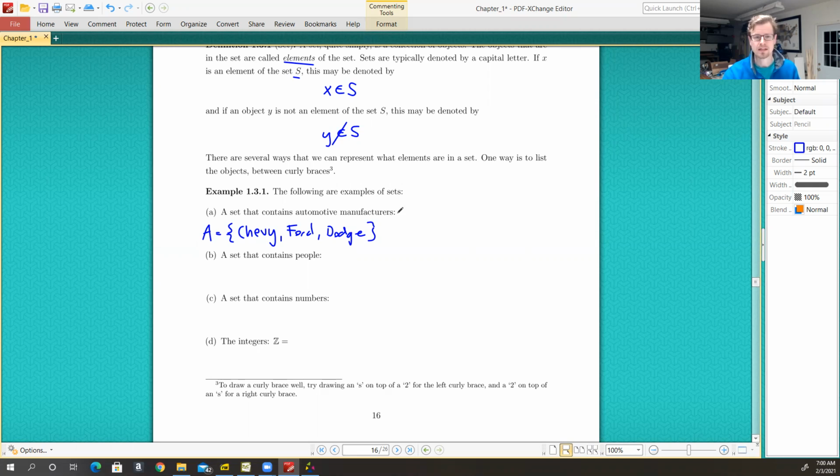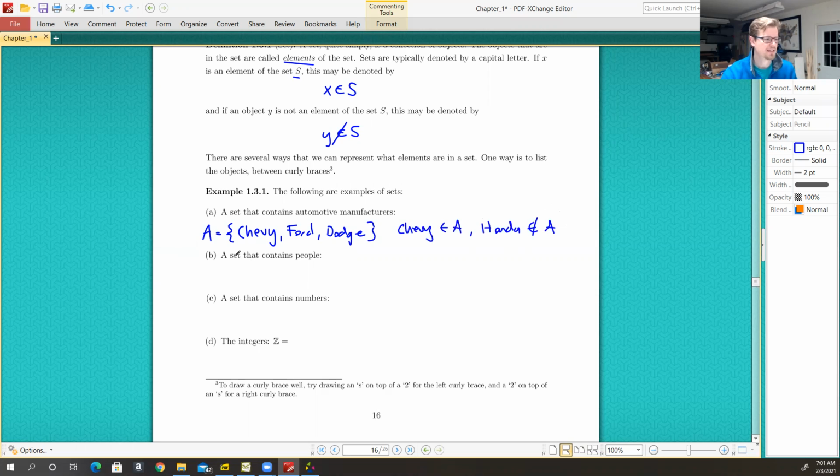But anyway, so we can see here that Chevy is in the set A. However, maybe you're a Honda fan and you would notice that Honda is not in the set A.